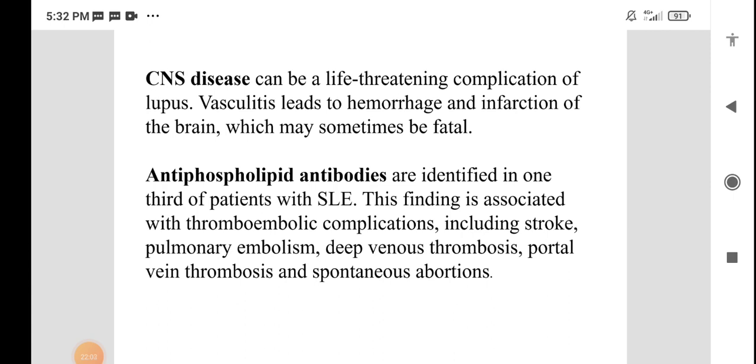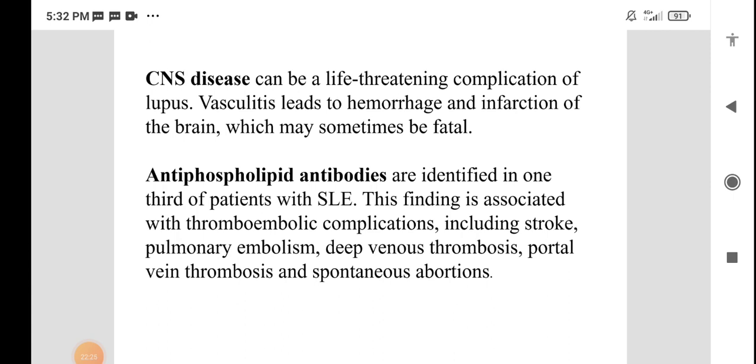CNS disease can be a life-threatening complication in SLE. So, a very dangerous one. There is increased morbidity in such cases if associated with such complications. Vasculitis leads to hemorrhage and infarction of the brain, which may sometimes be fatal.